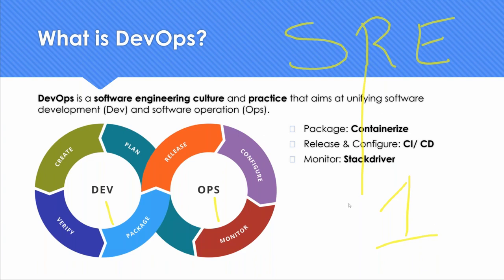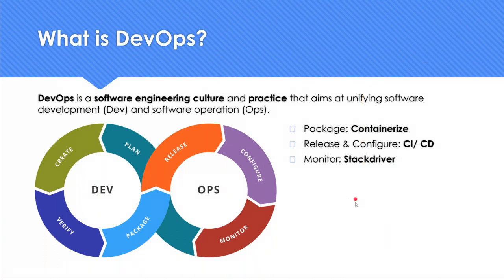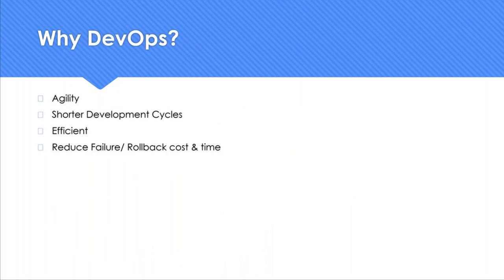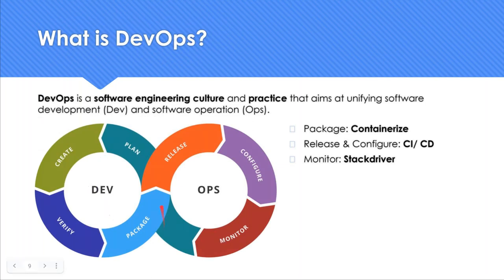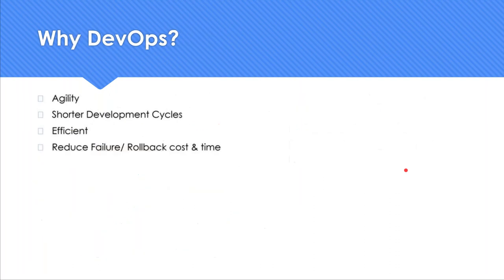So now we understood the DevOps concept, also the definition of DevOps. Now you may ask, why should I learn DevOps as a cloud architect? Before that, why DevOps? Let me answer it, and then we'll go to the importance of cloud with DevOps. When it comes to DevOps, you will be more agile. You have a plan, you are using containerization, CI, CD, all those things. So you'll be more agile, meaning the number of development cycles is going to be shortened. Now I write a code, I commit it.